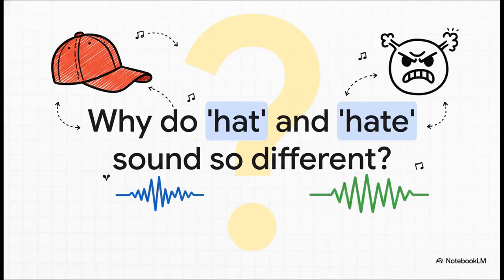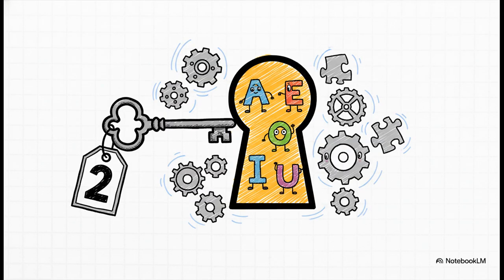I mean, seriously, think about it for a second. You've got hat and you've got hate. They look almost exactly the same, but that one little letter at the end completely changes the game. So what's going on there? It's a classic English puzzle. And the answer, the real secret, is hiding in plain sight. It is all about the vowels.